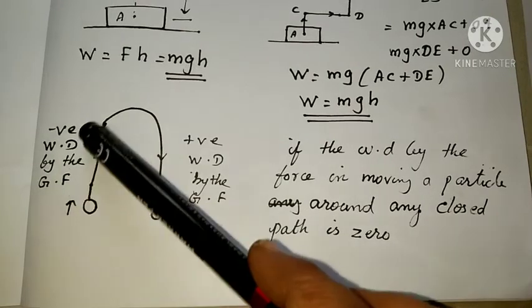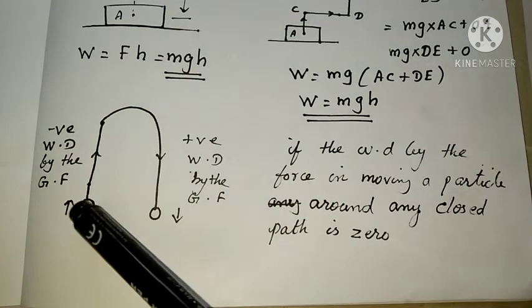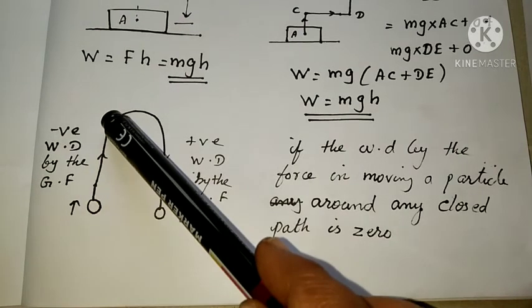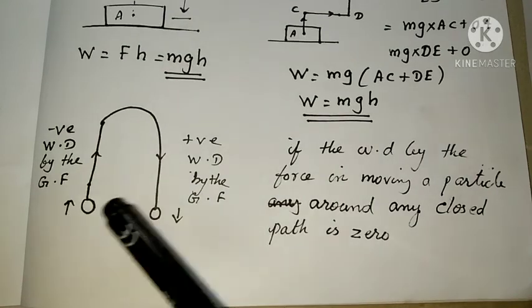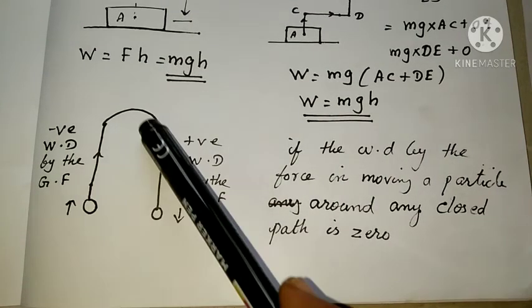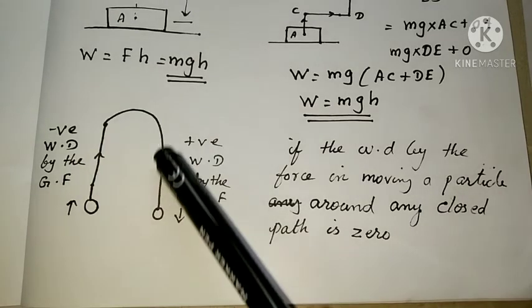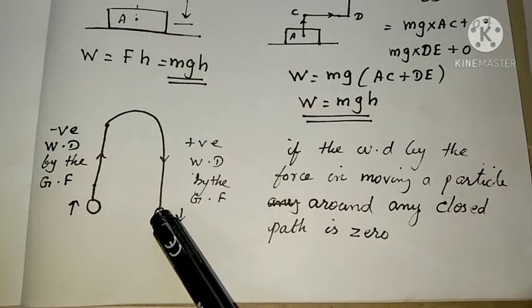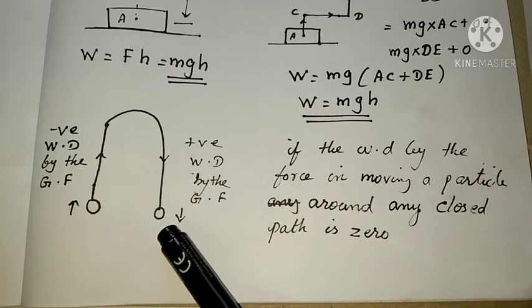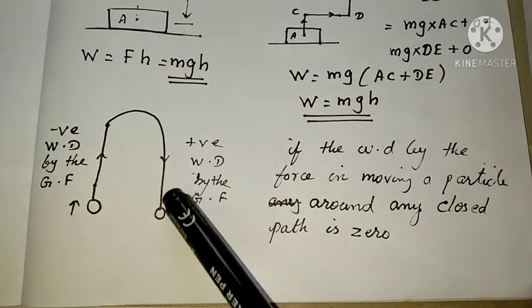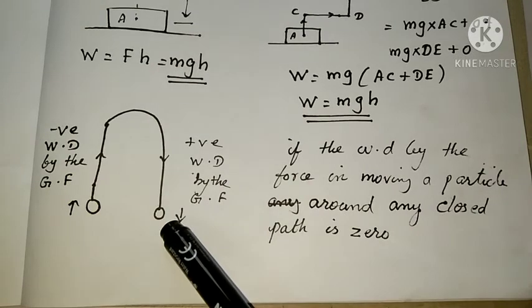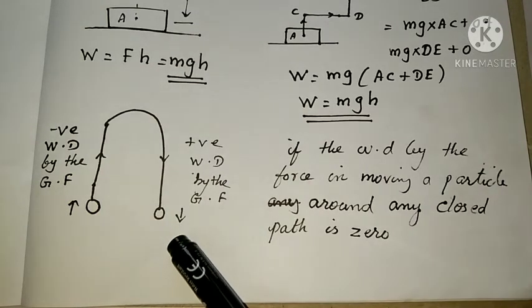So what is the total work done in this cyclic process? In the upward direction the work done is negative, and in the downward direction the work done is positive. So what is the work done? Total work done in moving a particle in this closed path is equal to 0. So also we can say that gravitational force is a conservative force because the net work done by the gravitational force on the ball during this closed path is equal to 0. So we can say that gravitational force is a conservative force.